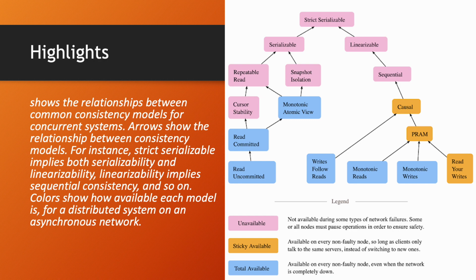Here are some of the highlights of the paper. For me, the highlight was this specific diagram. It shows the relationship between common consistency models for concurrent systems. Arrows show the relationship between consistency models. For instance, strict serializable implies both serializability and linearizability. Linearizability implies sequential consistency, and so on. Colors show how available each model is for a distributed system on an asynchronous network.